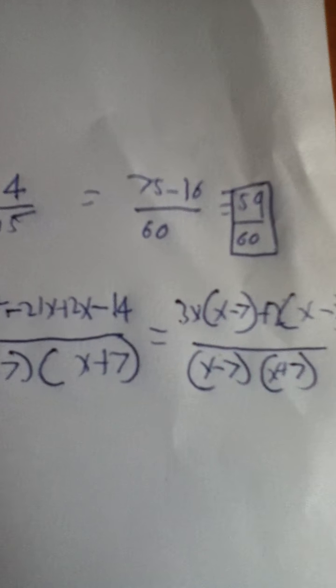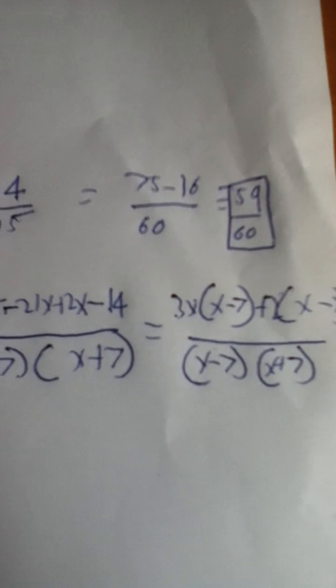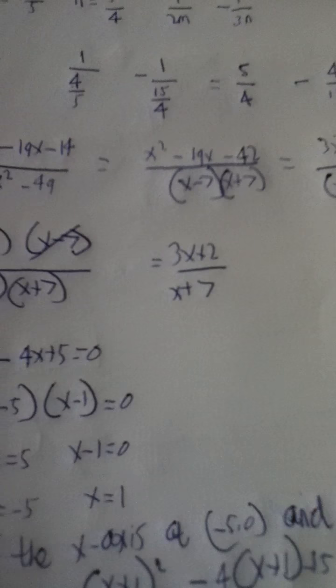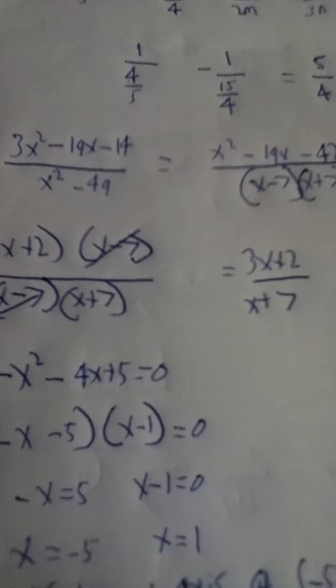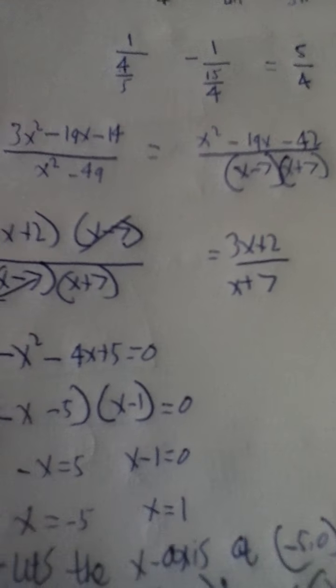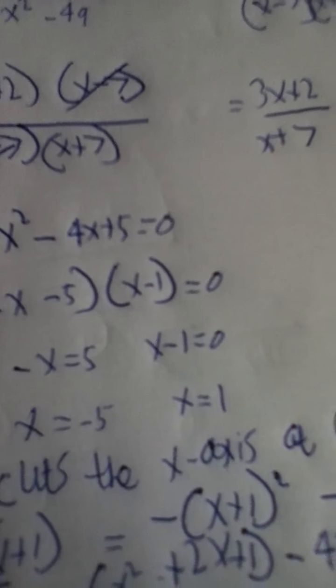So then 3x by x minus 7 plus 2 by x minus 7, over x minus 7 by x plus 7. So then you cancel the x minus 7s and you're left with a final answer of 3x plus 2 over x plus 7.